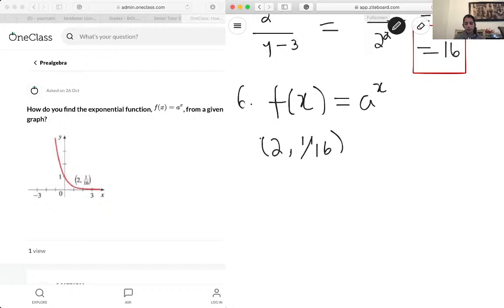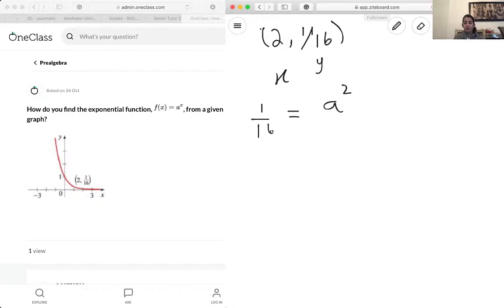So what we can do, this is our x and this is our y, is basically just plug the coordinates into our function. It's that simple. So our f of x, or our y, which is 1 over 16, equals a raised to the power of x, and in our situation x is 2. Now all we have to do is isolate and solve for a, because that is our unknown variable.